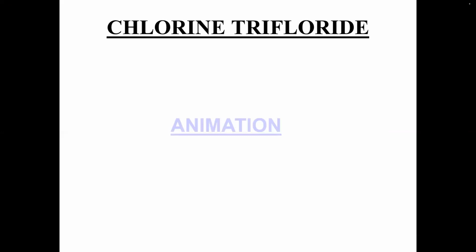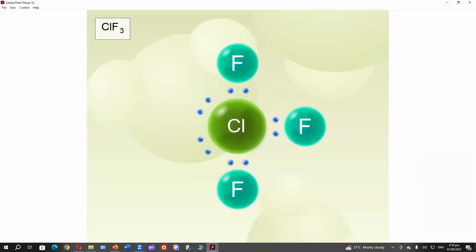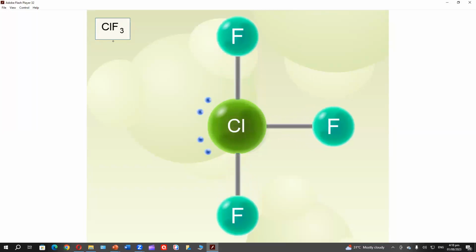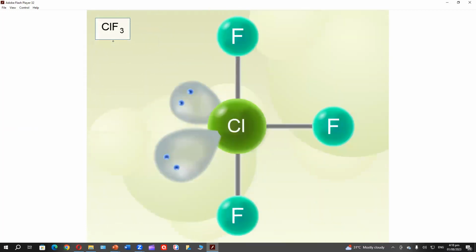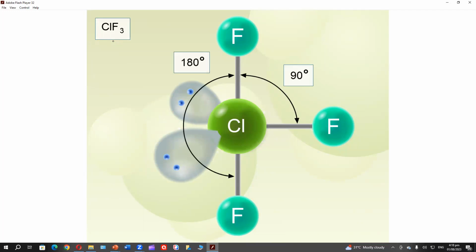Chlorine trifluoride. The molecule of chlorine trifluoride also has 5 electron pairs around the central atom. 3 of them form bonds, and 2 are lone pairs. Therefore, the molecule is T-shaped. Lone pairs are situated in the plane of the triangle. The interbond angles are approximately 90 degrees and 180 degrees.